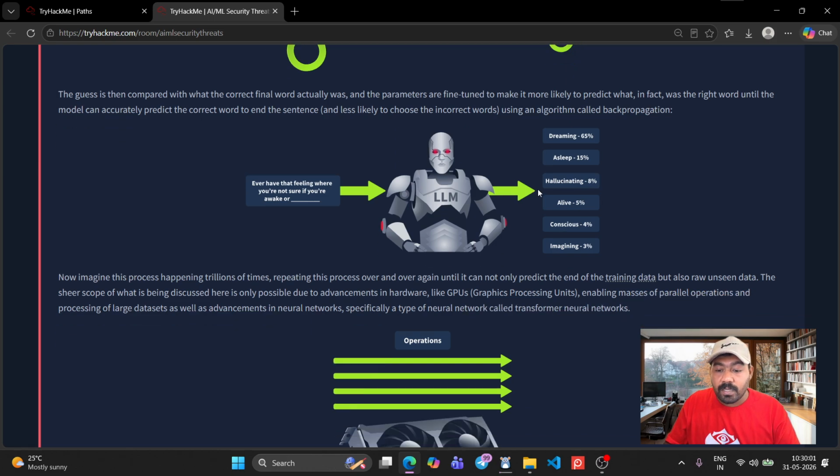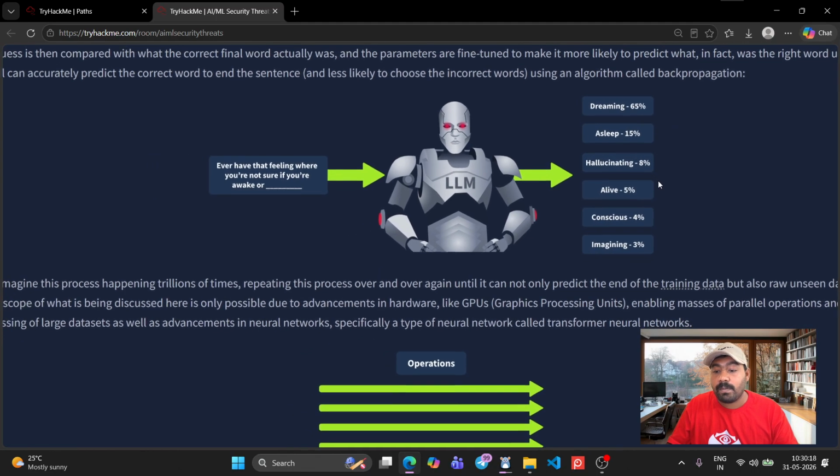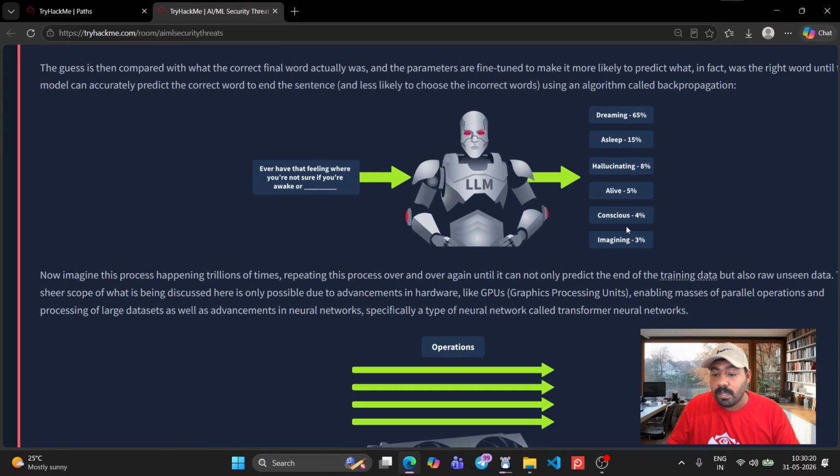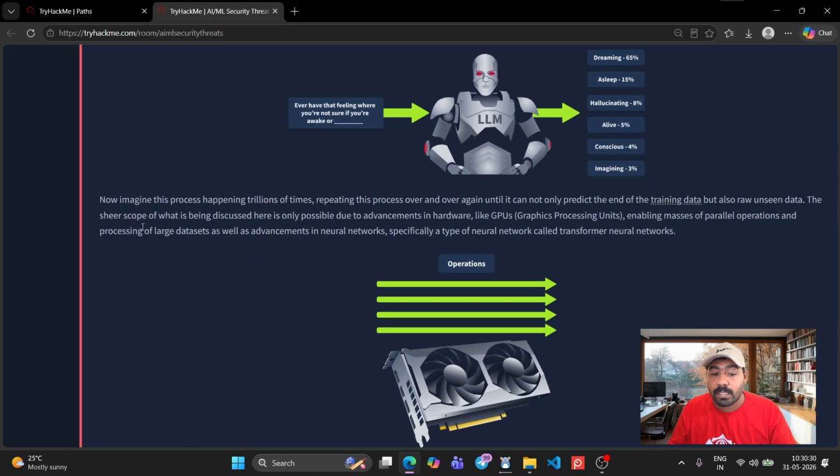So this is how the LLM works. This is the diagram. We are asking the LLM: ever had a feeling where you are not sure if you are awake or blank? It gives dreaming 65 percent, asleep 15 percent, hallucinating 8 percent, alive 5 percent, conscious 4 percent, imagining 3 percent. So it will check what is the most appropriate word to add for this blank space.